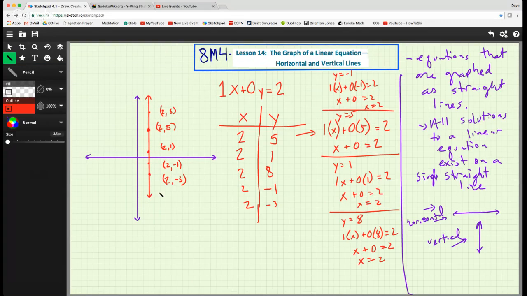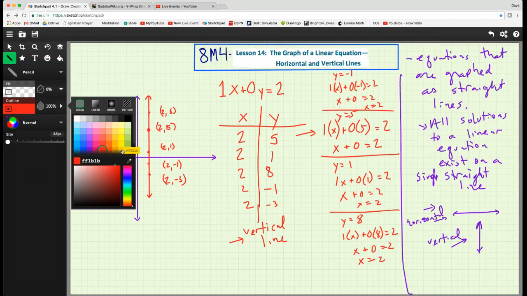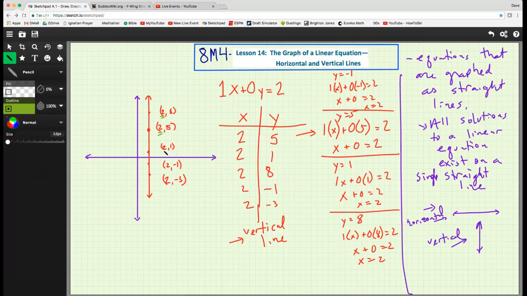And there you have it. What kind of line is this? This is a vertical line. Very cool. We have a vertical line, and notice what's common about every single point. Every single point has an x value of 2.